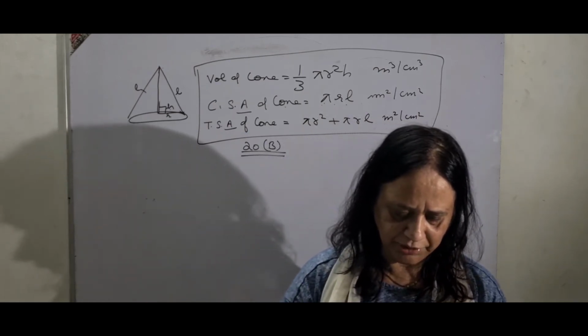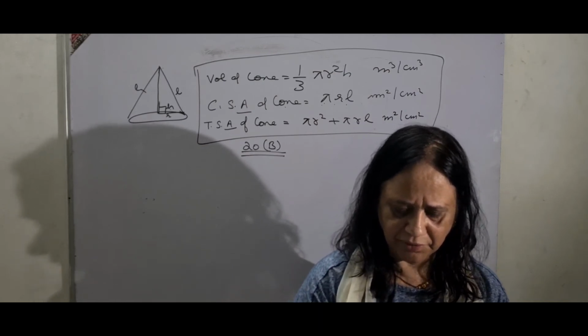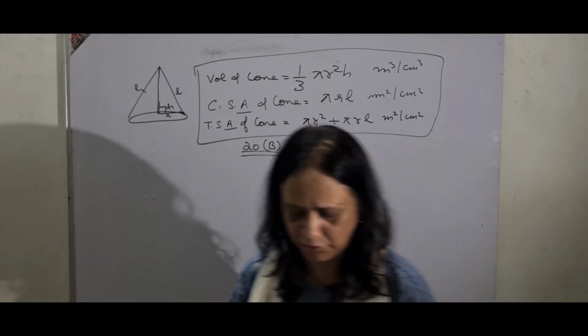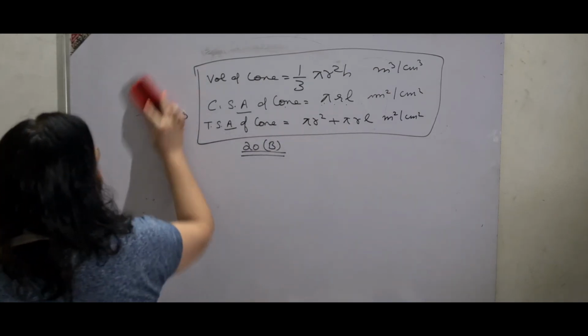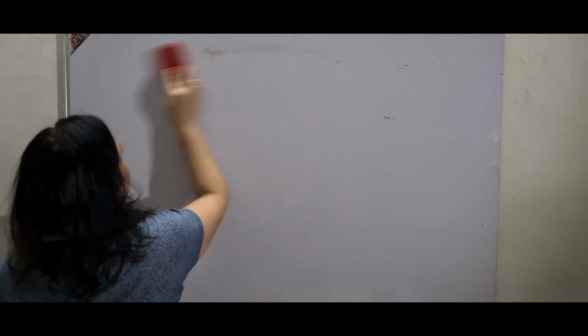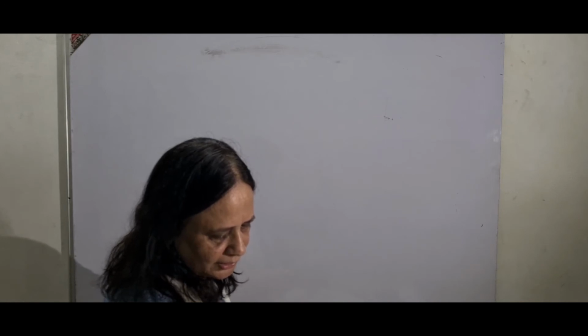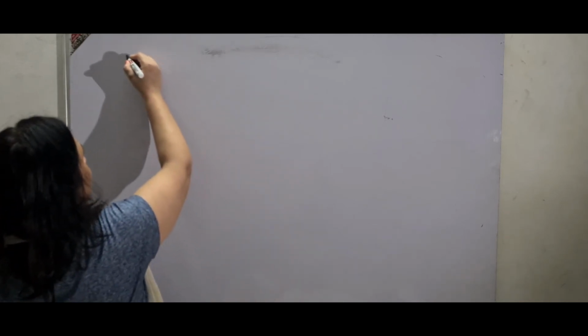For example, in exercise 20b, we'll go for question number 2. The curved surface area of the cone is given to be 12,320 centimeters square. So the curved surface area of the cone has been given. You remember the formulas; you have to remember them so that you can easily apply them in the questions. The second question I am doing is exercise 20b, page 303, question number 2. The curved surface area of the cone.